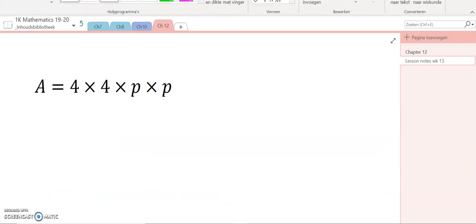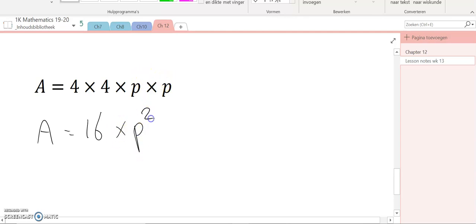If you have a is 4 times 4 times p, we can write it shorter. First we do the numbers. 4 times 4 is 16, and then we can just do p times p, that's p squared. But we can write this shorter as well, because we don't write a multiplication sign between a number and a variable. So it's 16p squared. And this is the shortest way to write this formula. You're not allowed to do that if there's a plus between them, but if it's all multiplication signs, then you can just put it all together. So 16p squared.